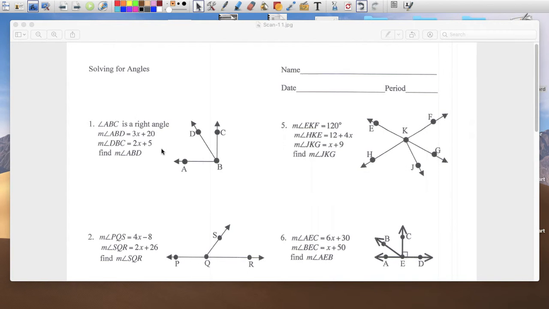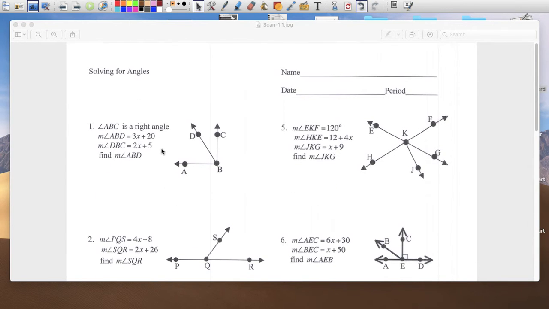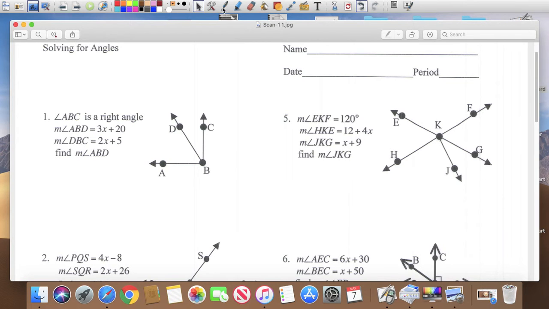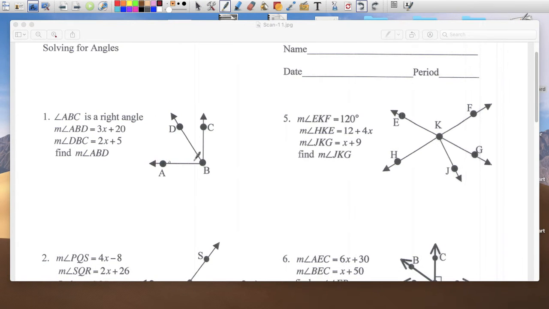That was the first page, not that bad. Okay, so this one looks scary, but it's not. It's easy if you go to the picture and you use the picture and substitute and put values in there. So angle ABC is a right angle, so this whole thing is a right angle, so I know that's 90 degrees. Angle ABD, which is this angle right here, they say it's 3x plus 20. And then angle DBC, which is this guy over here, it's 2x plus 5.